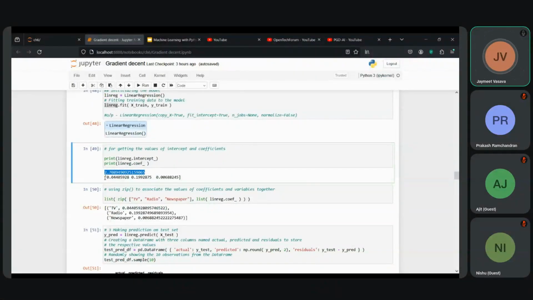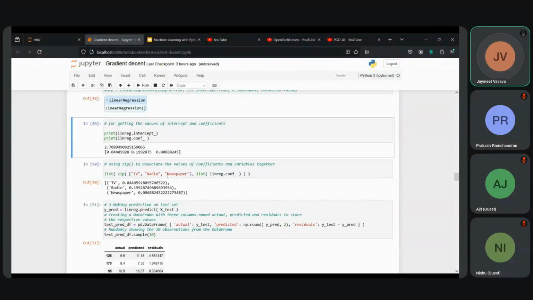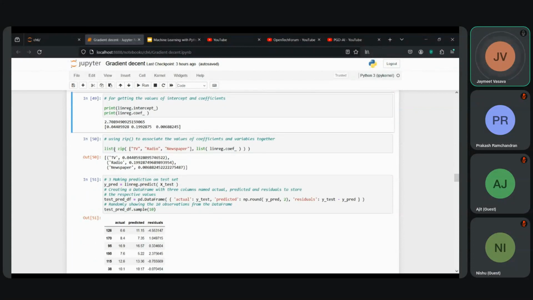This is the value of the intercept, and these are the values of the coefficients of it. We are just zipping the values of TV, radio, newspaper with the values of the coefficients. So these are the values for TV, for the radio, and the newspaper.